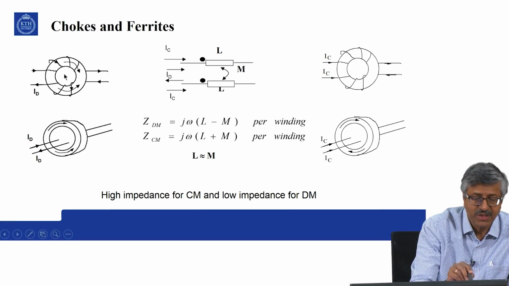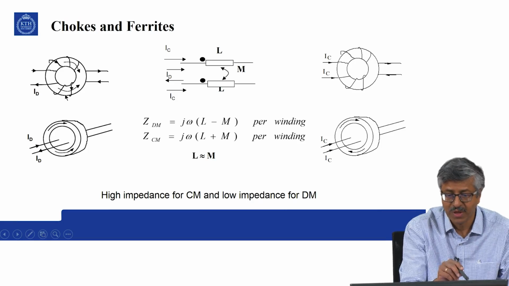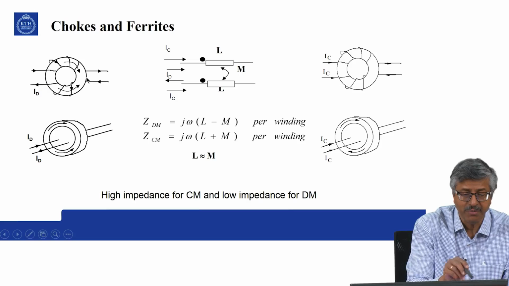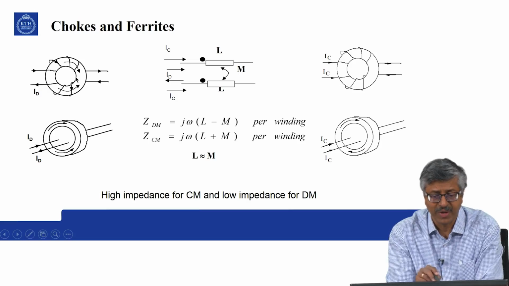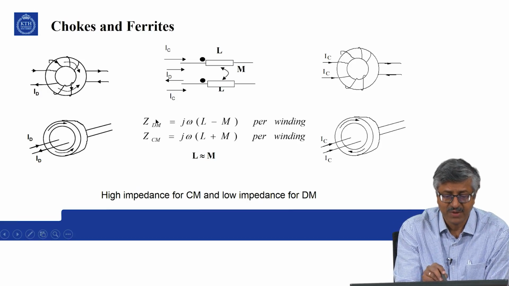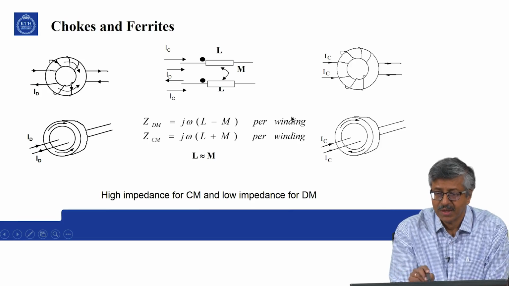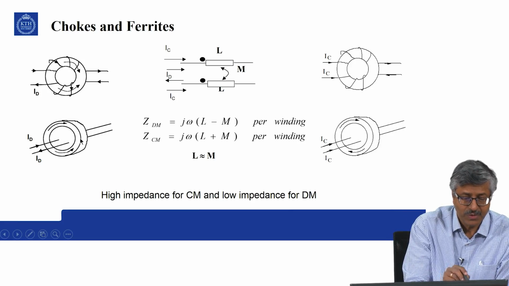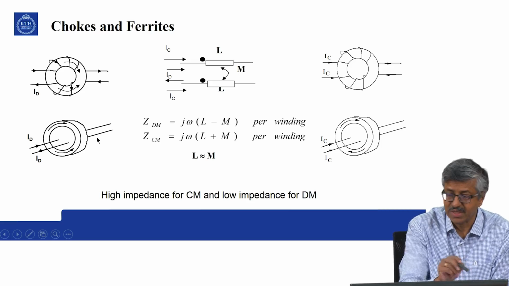So these are the differential mode currents. With the normal winding, the fluxes are opposing each other. So it is a very low impedance, because the total flux is almost 0. So you have a low differential mode impedance per winding. Now this is a single primary, this is several turns.